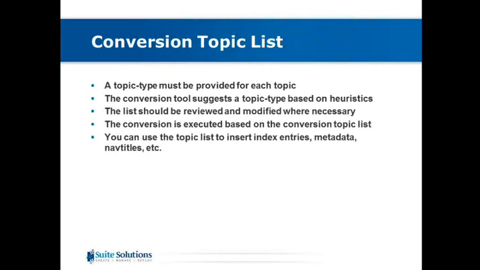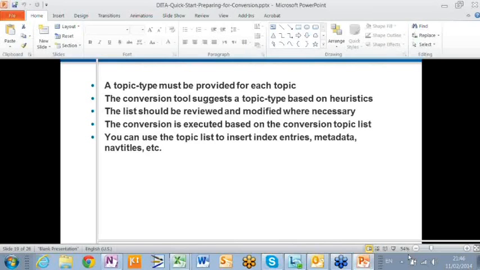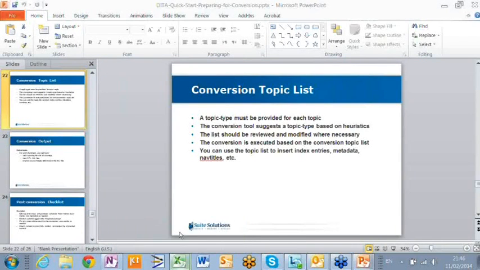For example, if you want to insert new index entries, or apply metadata to the topics inside the Excel file and have that metadata pushed into the new topics, you can do that. If you want to set different nav titles, changing the way the title appears in the table of contents, it's also a good opportunity to put that in. I'm going to show you an example of a topic list.